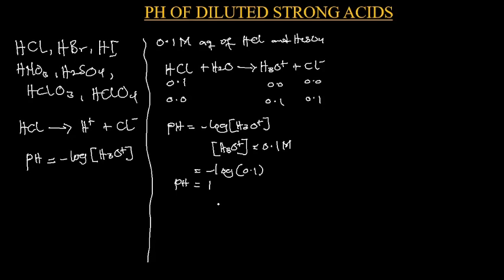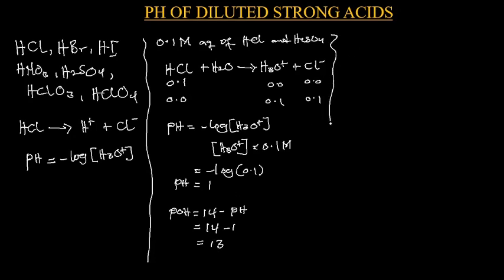All right. Now, what this also means is that the pOH, remember, pOH is equal to 14 minus pH. So if we want to find pOH from this, then it's going to be 14 minus 1, which means pOH is going to be 13.